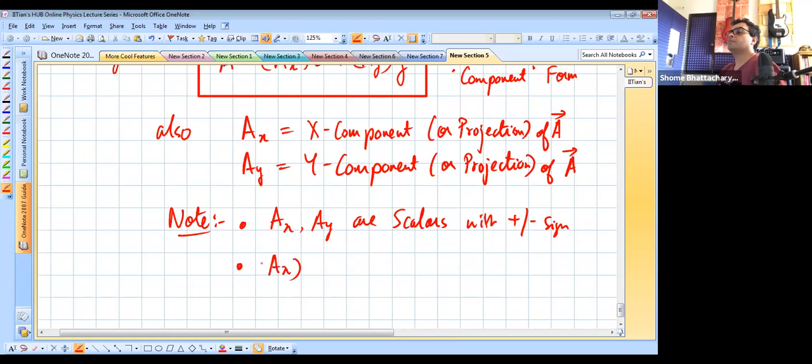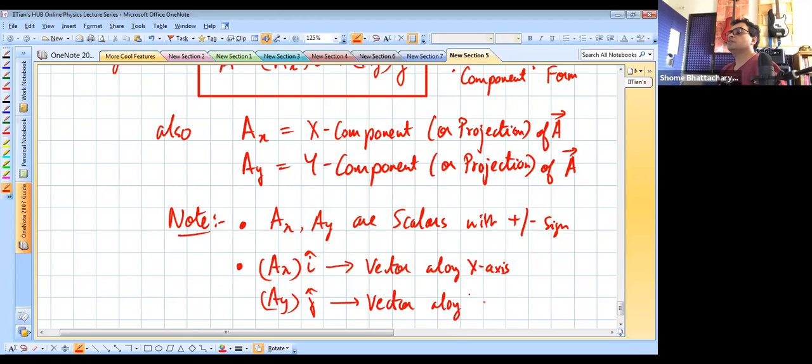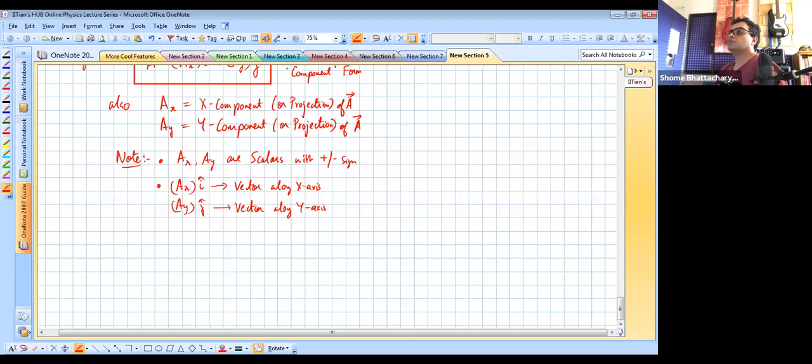ax into I cap, this is not a scalar anymore. This is now a vector, okay, along x-axis, because I cap is the unit vector used. Ay into j cap is not a scalar anymore. It's now become a vector because you multiplied the scalar ay with a vector. J cap is a vector after all. It's a unit vector, but it's a special type of vector. No? So ultimately, you're multiplying a scalar with a vector to represent it. Okay. So just minimize this and show the whole thing.